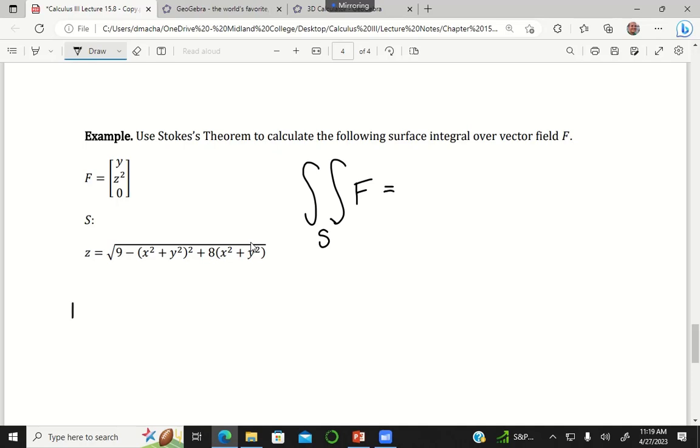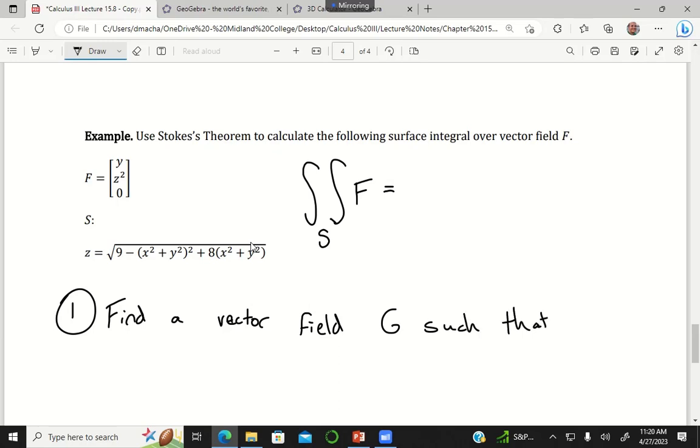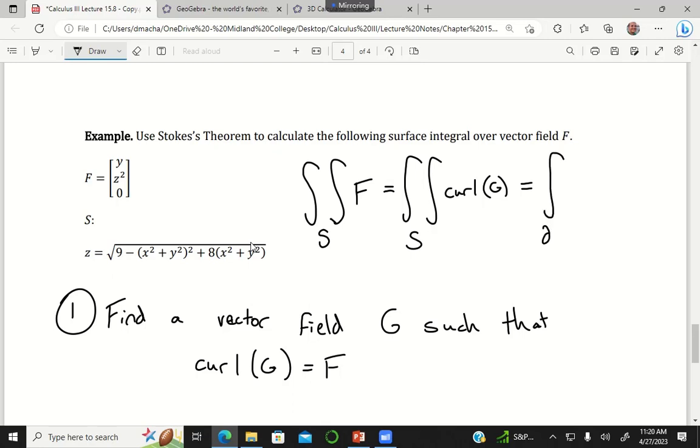is if we were to find a vector field G such that the curl of G is equal to F, well then this is the surface integral over the curl of G, and Stokes' theorem then says this is the same thing as the path integral around the boundary of my surface of G. Right. Okay.